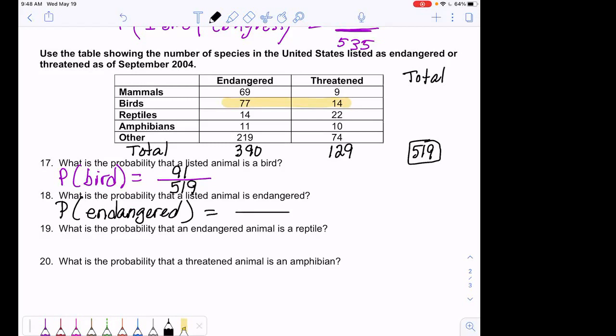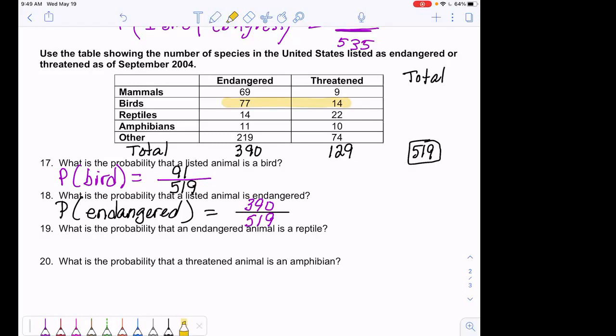And Jason added all of those up for us. If we go down to the bottom total here, we have 390. So that would be 390 endangered species out of 519. So those are two general probability questions. Number 19 and 20 is where it changes a little bit. This is where we have that condition.